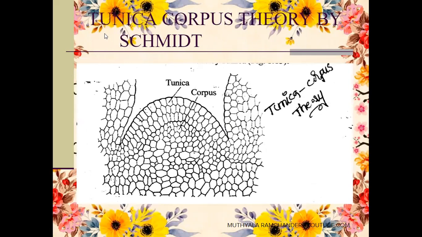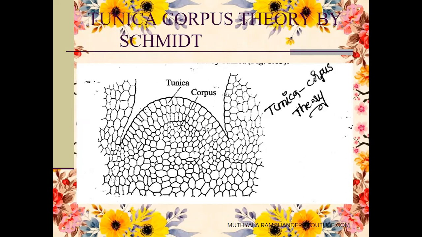The next theory is tunica corpus theory. Tunica corpus theory was proposed by Schmidt. According to Schmidt's theory, on the terminal part of the shoot apex, only 2 types of meristematic tissues are present. They are tunica meristematic tissues and corpus meristematic tissues. Tunica meristematic tissues are present on the terminal part of the shoot, and below the tunica meristem, corpus meristem tissues are present.